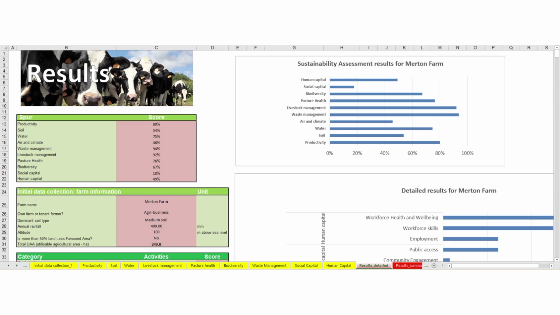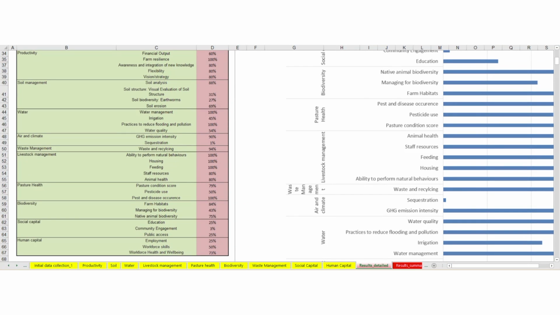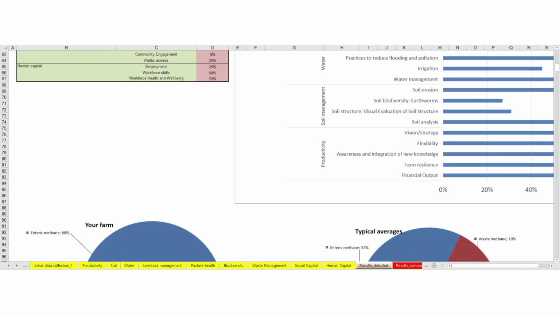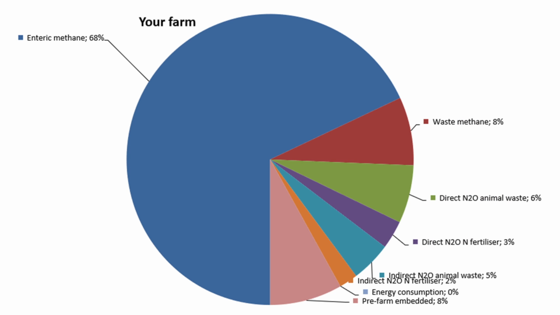Looking at the detailed results table, you can see overall results at the top of the page. Further down the worksheet, the various aspects of each category are scored. Here you can see where farms are performing well and where improvements can be made. At the bottom of the page, the results on DGAS calculator are displayed, next to an average farm for comparison. This diagram, found on the Results Summary tab, summarizes the findings in a graphical form, providing an easy-to-interpret comparison between years and across groups of farms.